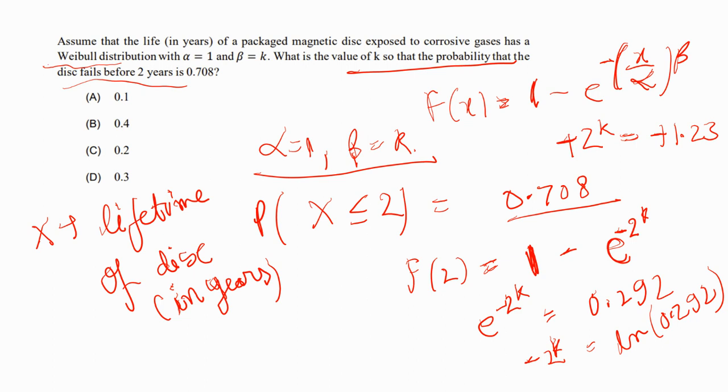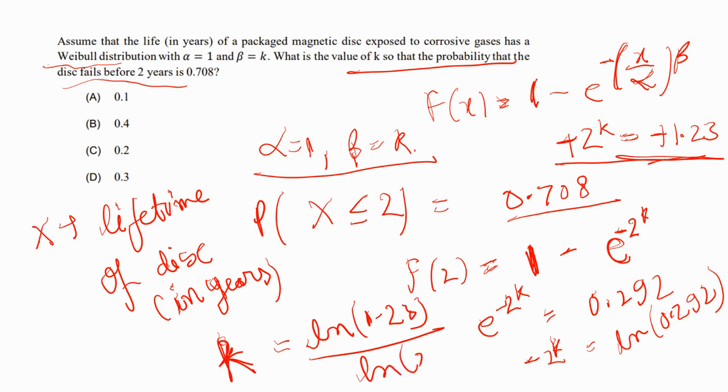And then you need to take ln again. So what we will have from here is k ln 2 will be ln 1.23. So it will be ln 1.23 divided by ln of 2. So when you solve this, it will be 0.3.